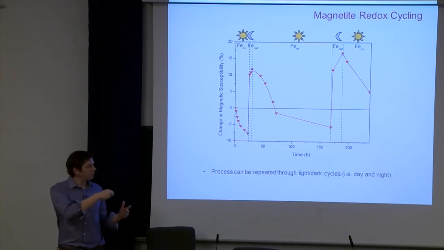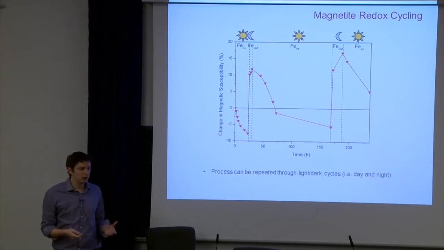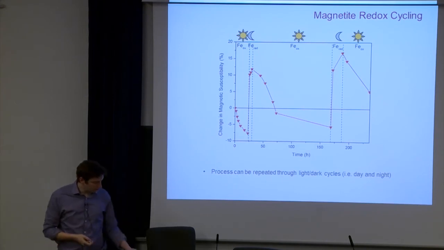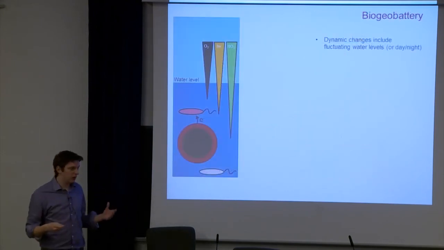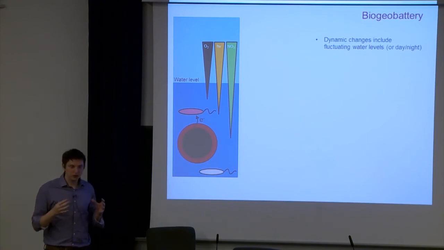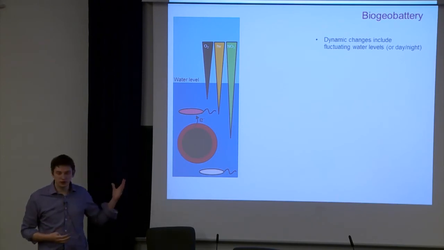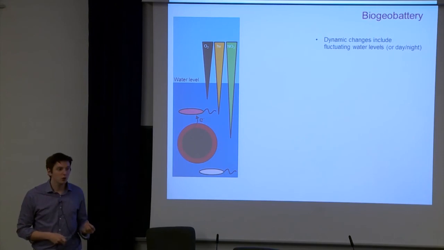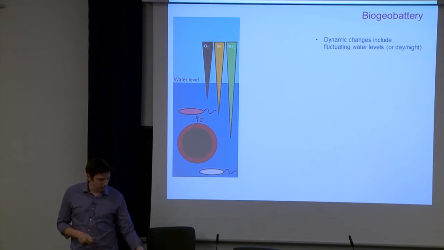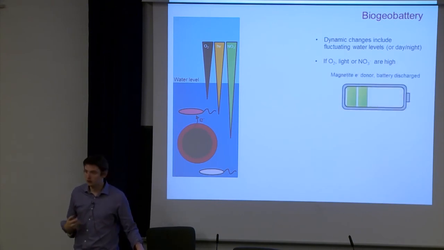So this demonstrates that the process could be cyclic between light and dark conditions, or more like day and night conditions. And this is where we're coming up with this idea of a biogeobattery, the idea that magnetite could support different types of iron metabolizing bacteria depending on the conditions that are present. So for instance, you might have conditions where water levels are low and you've got oxygen penetration or light or nitrate concentrations that are sufficient for the iron oxidizing bacteria. So in this case, the bacteria are taking the electrons out of the magnetite. They're basically discharging this biogeobattery.